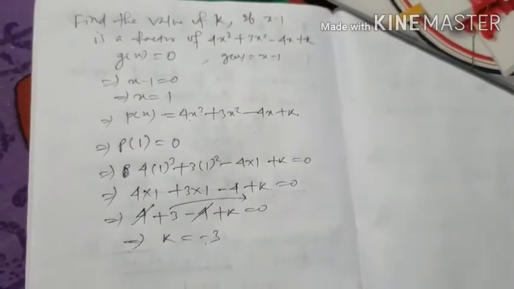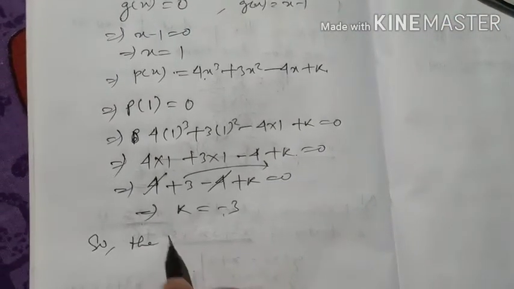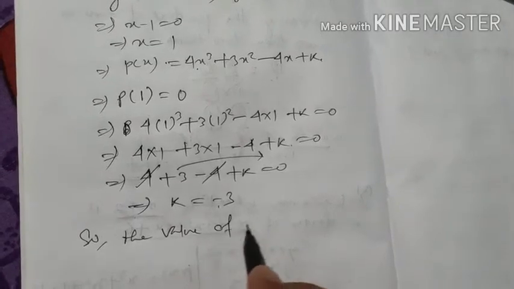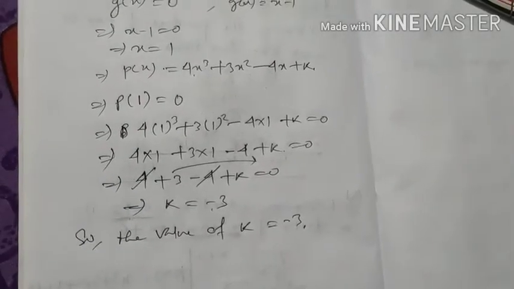Here the value of k will be -3. So the value of k is equal to -3. So students, let us discuss another example.